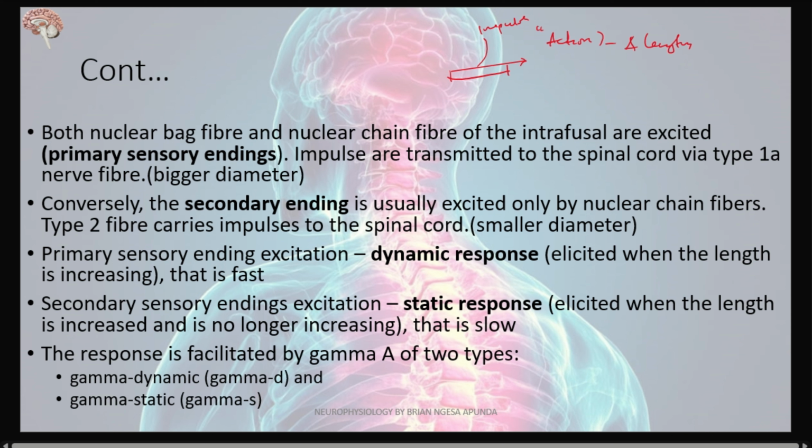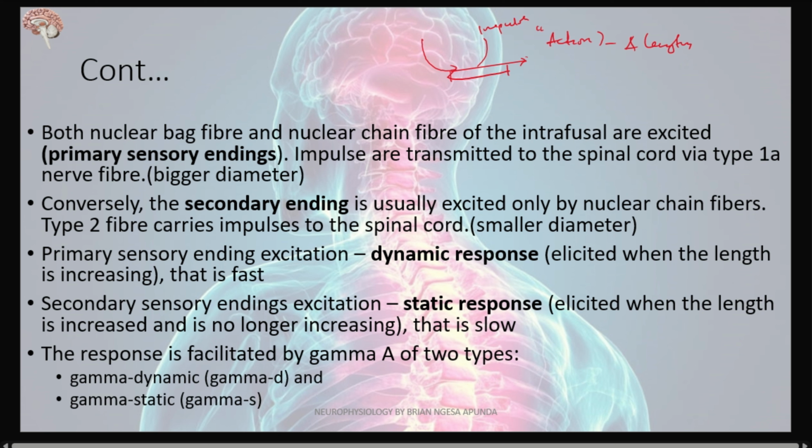So that is because of that change, that is some form of a dynamic impulse. So for us to get a response, you are likely to elicit a dynamic response. So we'll need to give a motor reply that will change, or maybe that will be able to stop this kind of movement. We can also have a static response.